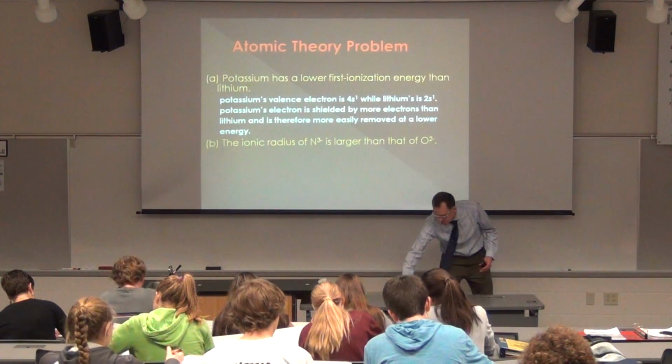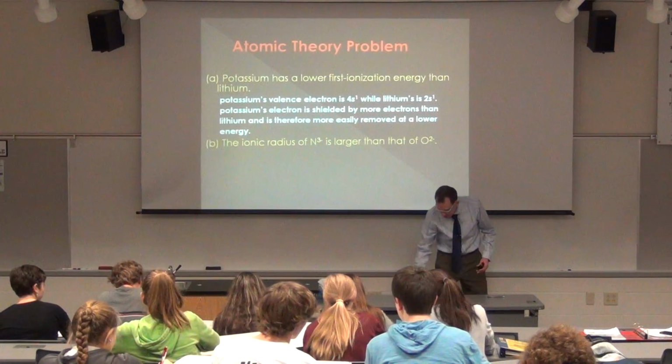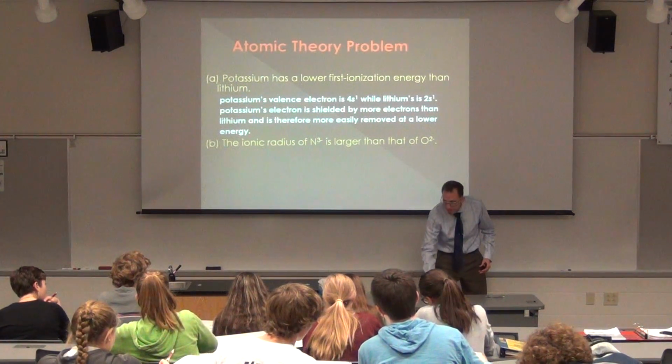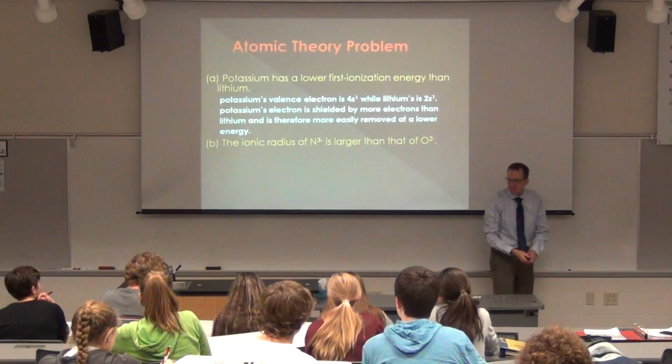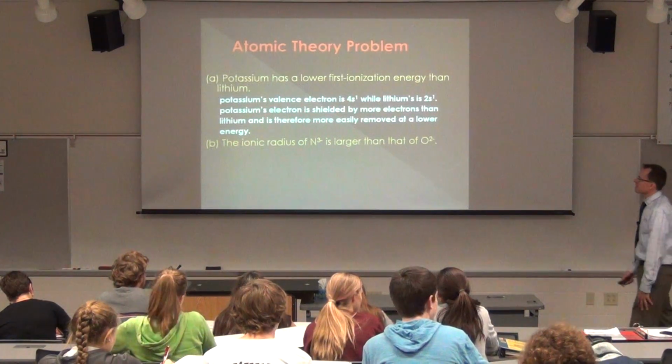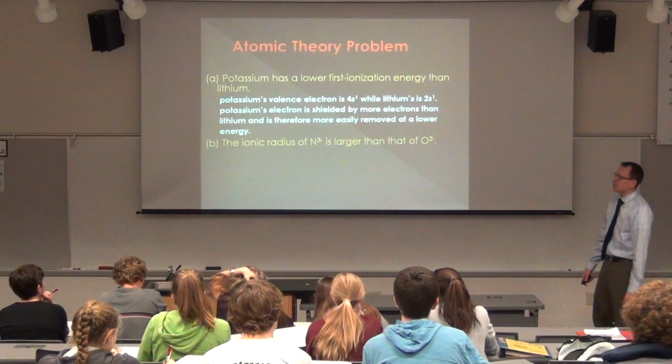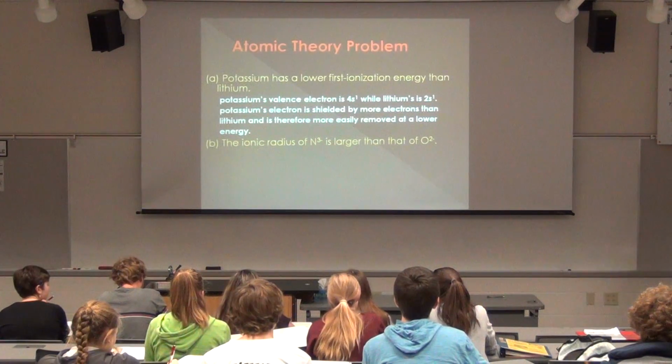Let's see who the lucky group is for B. I'm going to say either side points. Are you a B? You're a B. All right. The ionic radius of N3 minus is larger than that of O2 minus. Group B, what do you think and why?